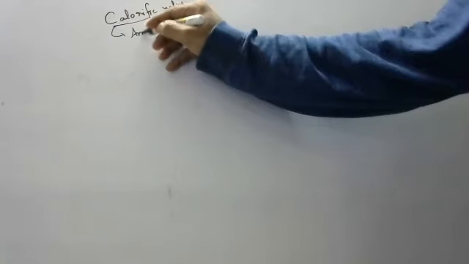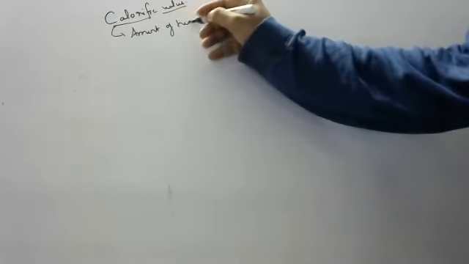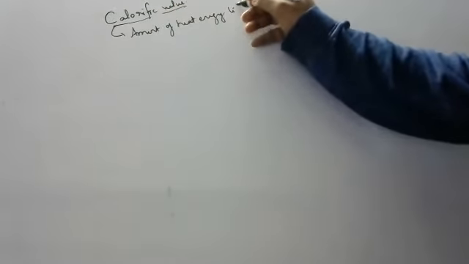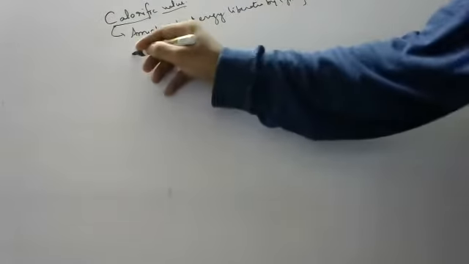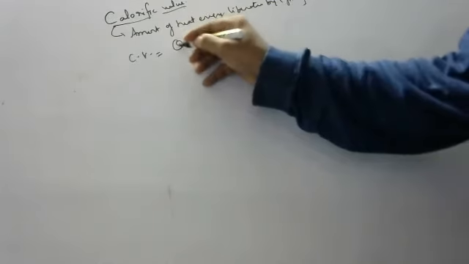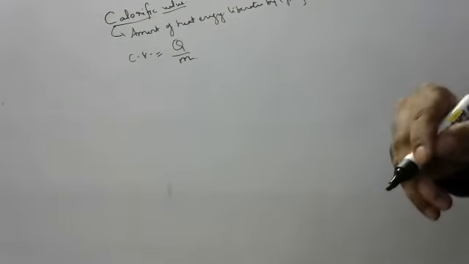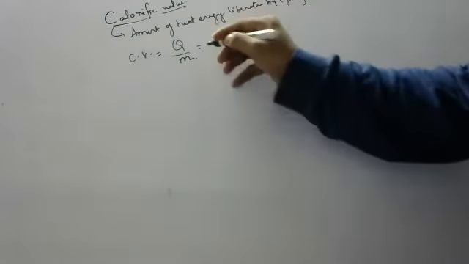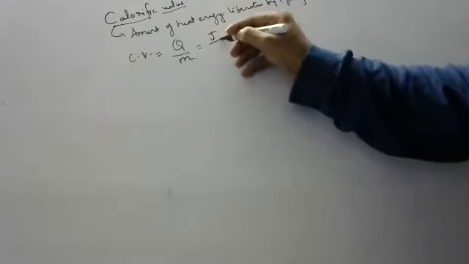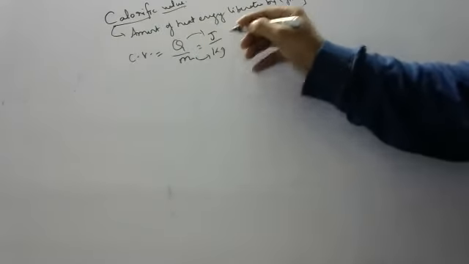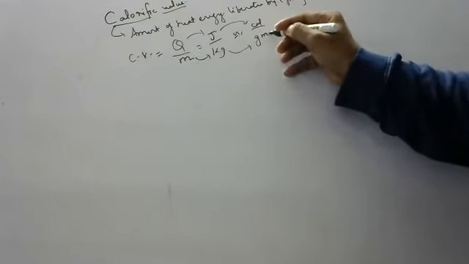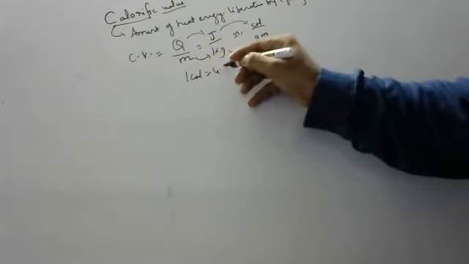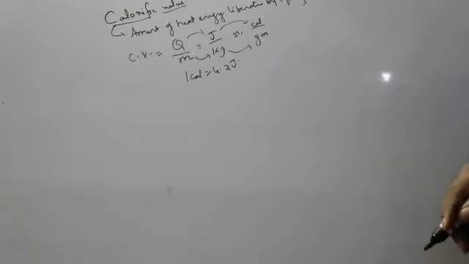Yesterday I told it is the amount of heat energy liberated by 1 gram of substance. So, the calorific value formula is heat by mass. Units are joules per kg. Or if you want calories, it is calories per gram also. And I also said 1 calorie is equal to 4.2 joules. Children, 1 calorie is equal to 4.2 joules.